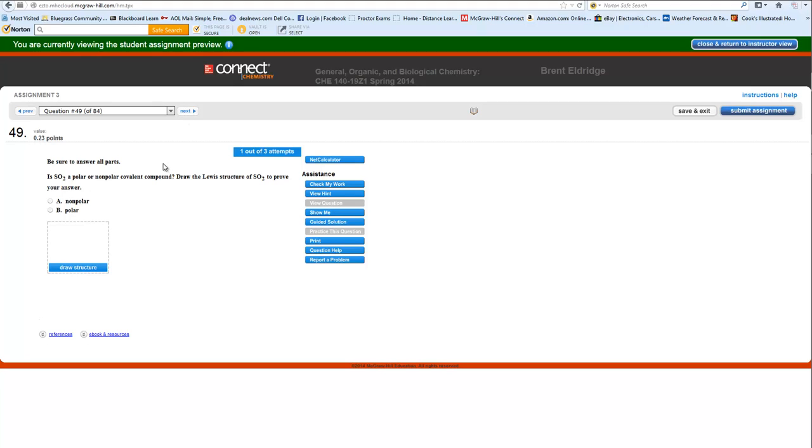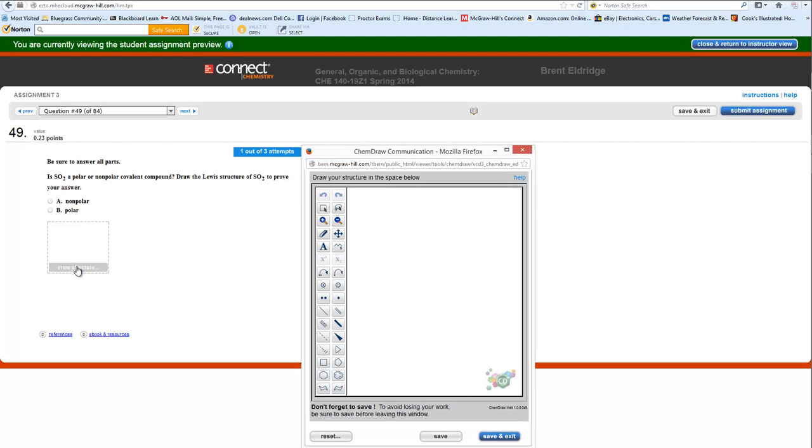All right, it says, is sulfur dioxide a polar or nonpolar covalent compound? Draw the Lewis structure to prove your answer. So we're going to click on this. I'm going to try something a little different here. This is what I would expect students to do. I would expect them to maybe even click on A first. We'll put it right here at the sulfur.